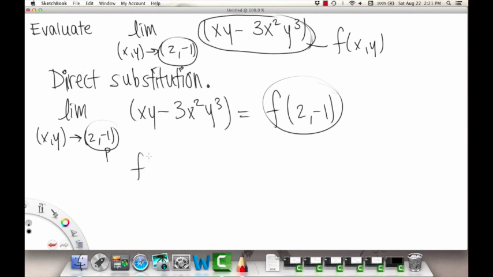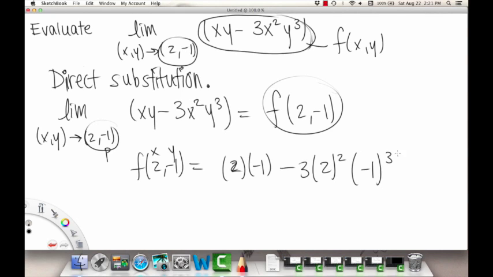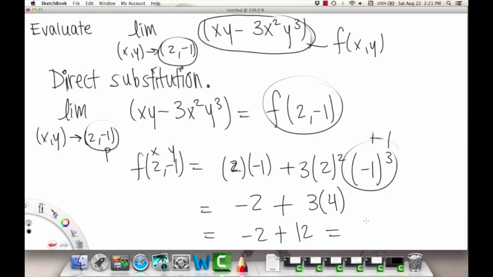So f(2, -1) is going to be equal to, so this is our x and that's our y, 2 times negative 1 minus 3 times 2 squared times negative 1 cubed, right? So you have something like that. And then if we simplify, we're just going to get a negative 2. And this is a negative 1, which will cancel out with that negative 1 in front. So we get a plus 3 times 4. So that's just going to be negative 2 plus positive 12, which is equal to 10.